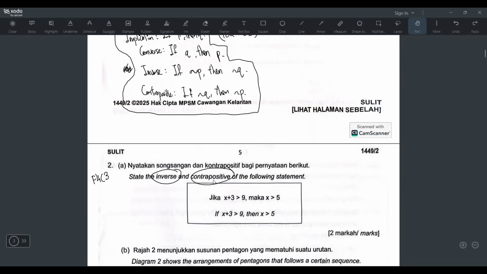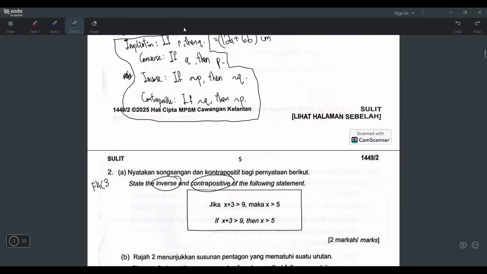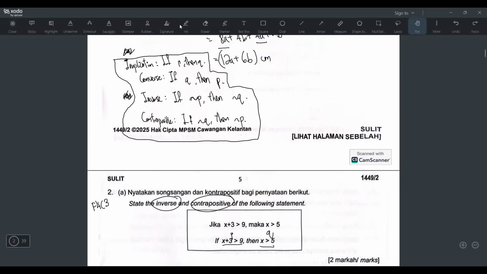State the inverse and contrapositive of the following statement. So this is the original implication. So we have to underline siapa P, siapa Q dulu. Right? So let's underline it. This is my P. Okay? And then this is my Q. Okay, now I already tentukan siapa P, siapa Q. Now I can try to write the inverse and contrapositive.